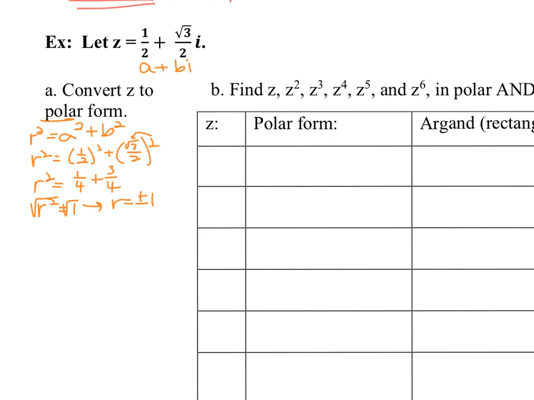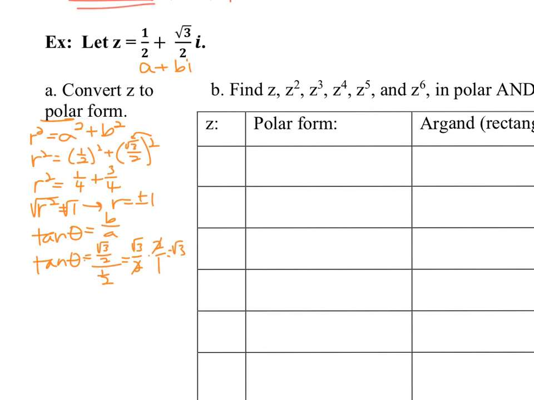Now off to our theta. By definition, tan theta equals b over a. This should be interesting with those fractions. Tan theta would equal square root 3 over 2 for b divided by 1/2. But when we divide by a fraction, the alternative is to multiply by its reciprocal. That would be square root 3 over 2 times 2 over 1. And the 2's cancel out. Square root 3 divided by 1 is square root 3. And that's unit circle friendly.